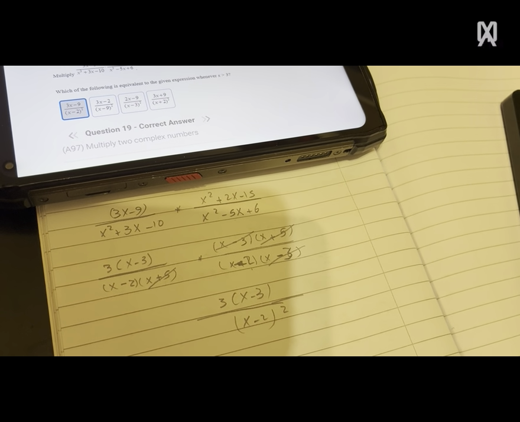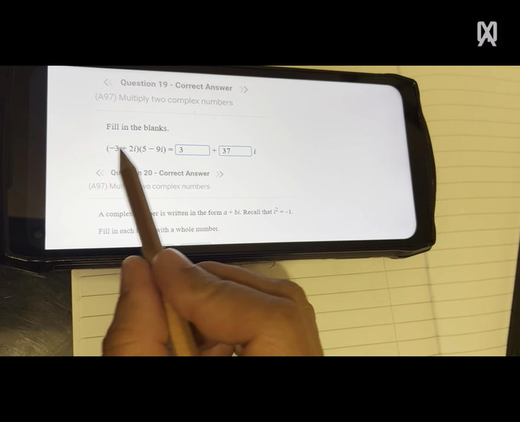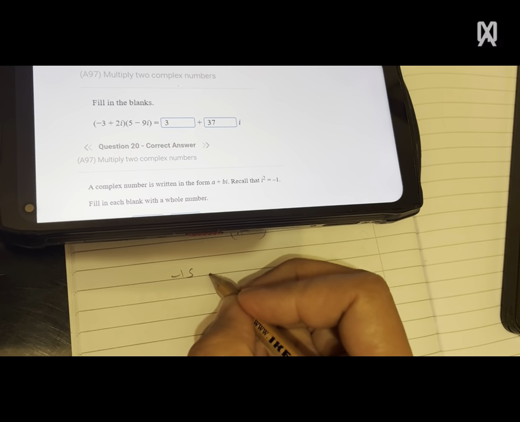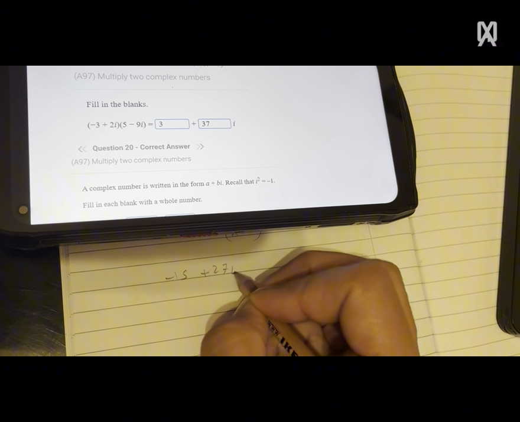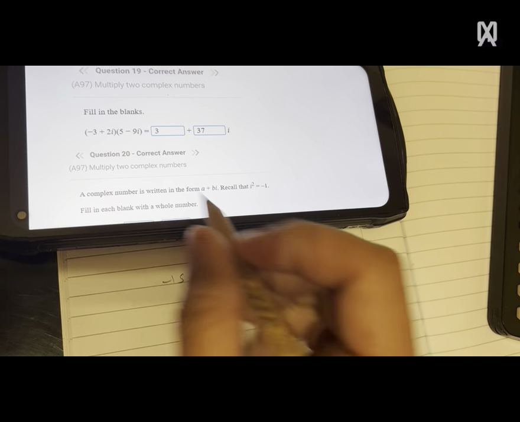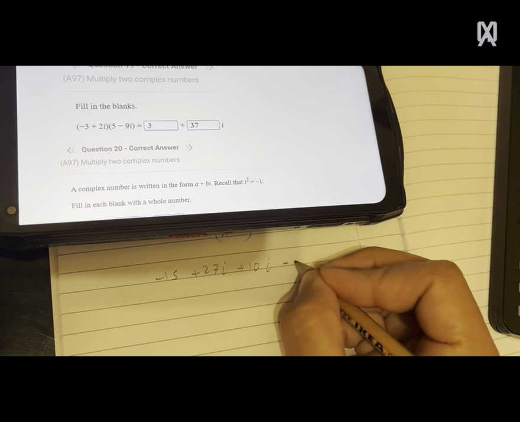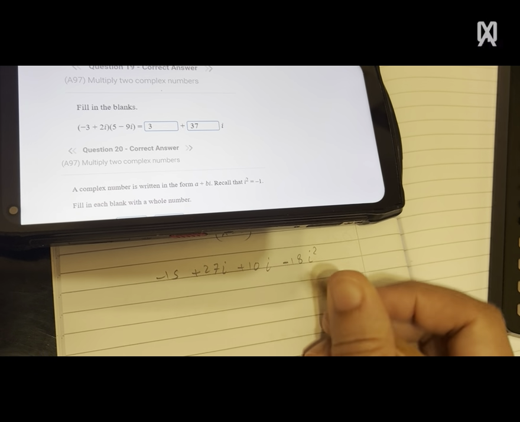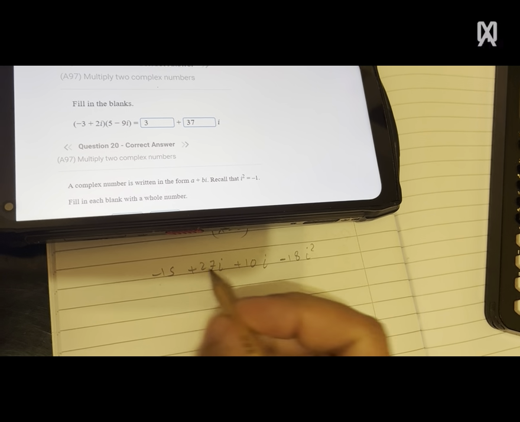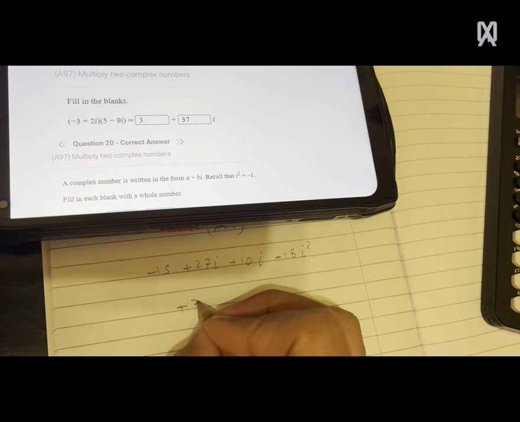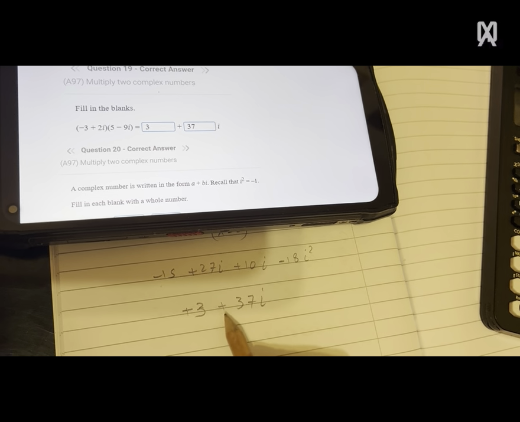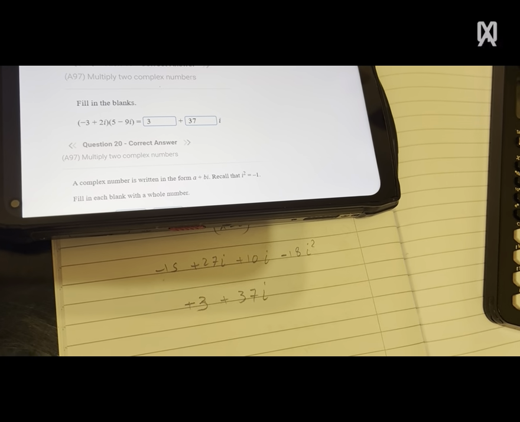all squared. Question 19. So minus 3 times 5 is minus 15. Minus 3 times minus 9 is plus 27i. 2i times 5 is plus 10i. 2i times minus 9 is minus 18i squared. i squared is minus 1, so this will become plus 18. Plus 18 minus 15, so I have plus 3. 27 plus 10, so plus 37i. So 3 plus 37i.